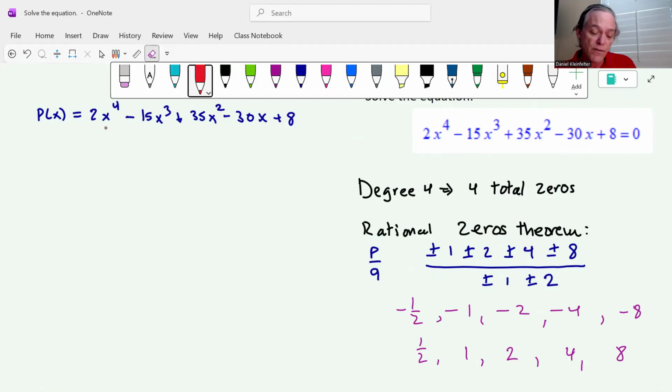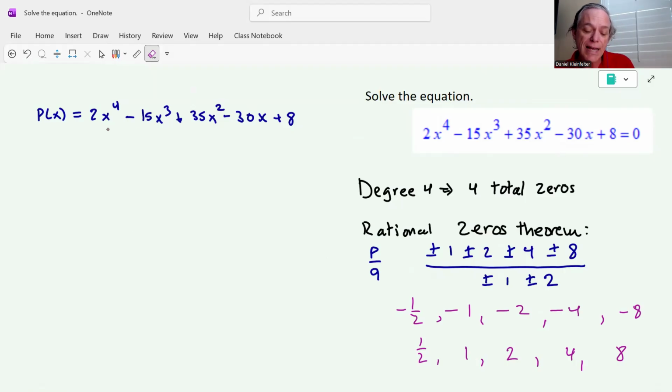Starting from the left, we have 2x to the fourth power. That's a positive number. The next one, -15. So that is a variation in sign. It switches from plus to minus. Next, -15 to +35. Another variation in sign. 35 to -30, that's from plus to minus, and so is negative. From -30 to +8, that's the fourth variation in sign. From Descartes' rule of signs, there are 4 variations in sign.